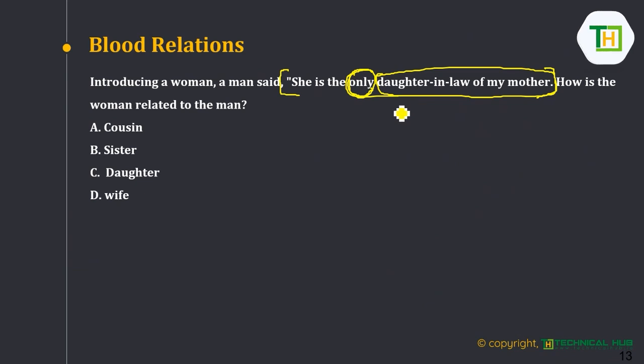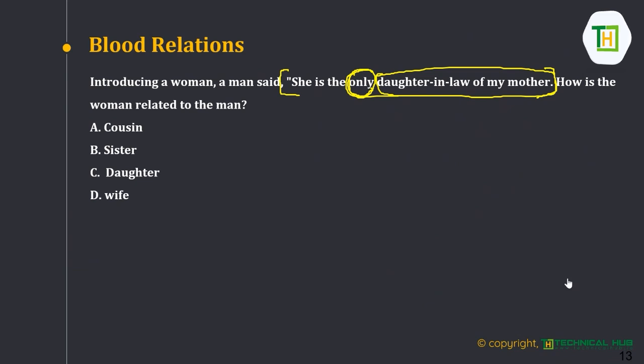Only daughter-in-law means my mother has only one son, and that son's wife will be the only daughter-in-law. Only one son means obviously the speaker, that man. So that man's wife will be the only daughter-in-law of the man's mother. Now how is the woman related to the man? Can anyone answer this question? How is the woman related to the man here?